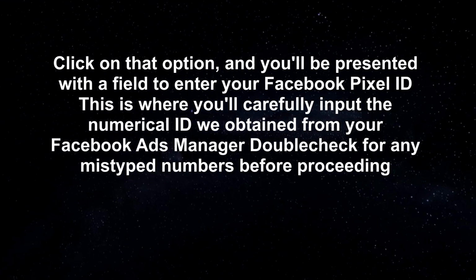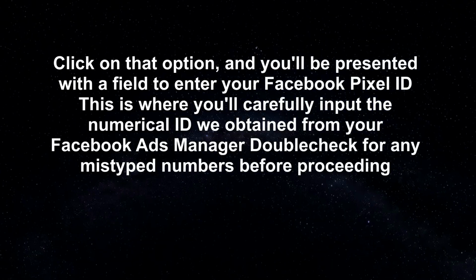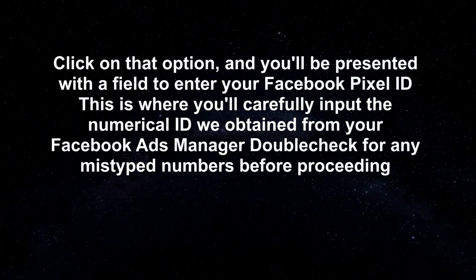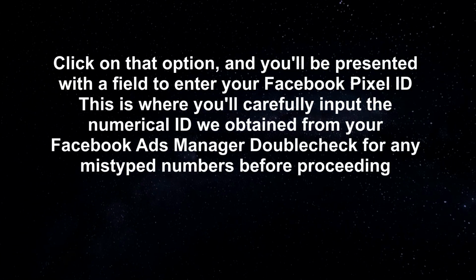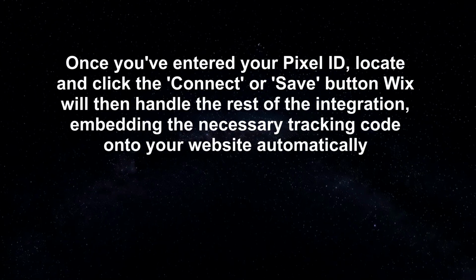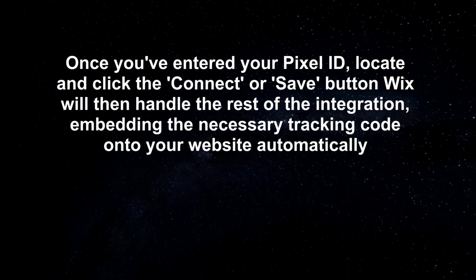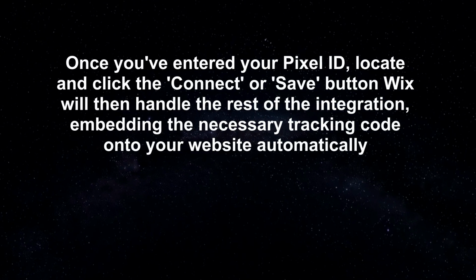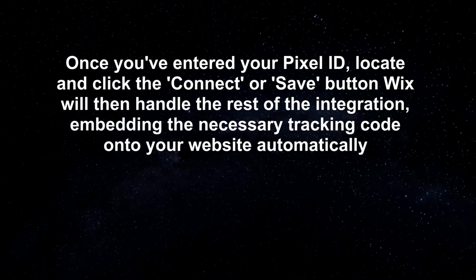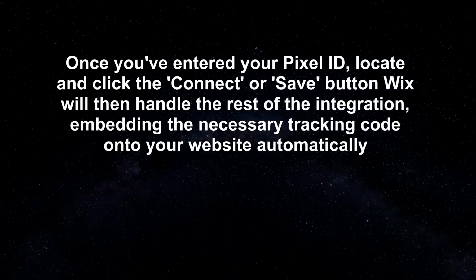This is where you'll carefully input the numerical ID we obtained from your Facebook Ads Manager. Double-check for any missed numbers before proceeding. Once you've entered your pixel ID, locate and click the Connect or Save button. Wix will then handle the rest of the integration, embedding the necessary tracking code onto your website automatically.